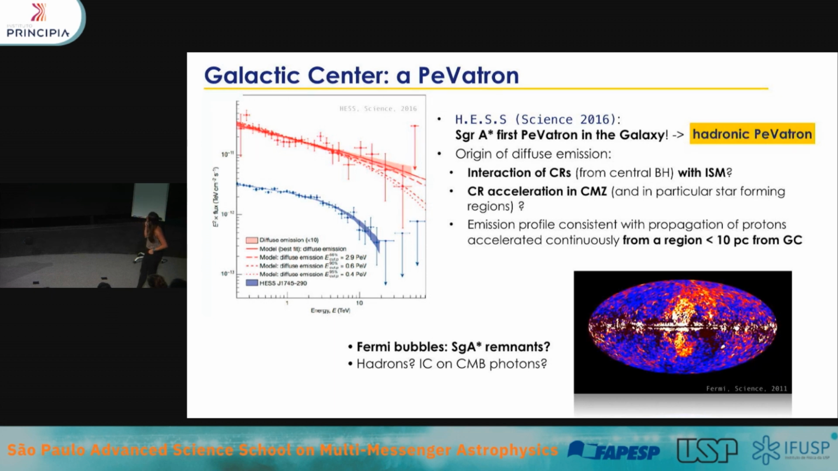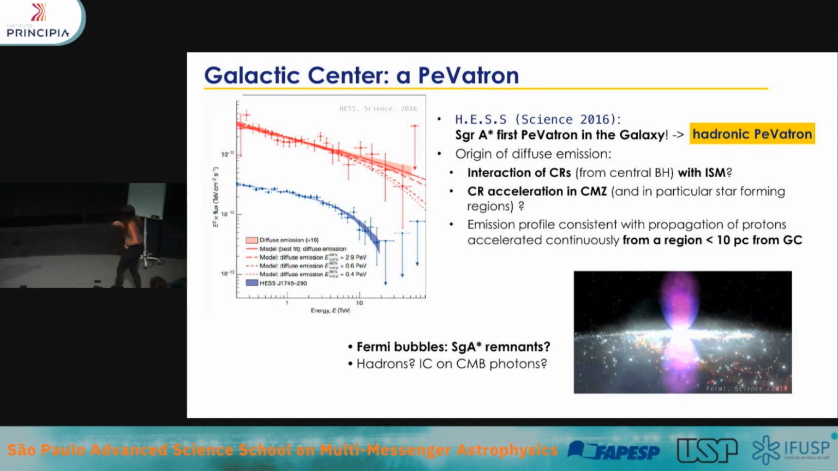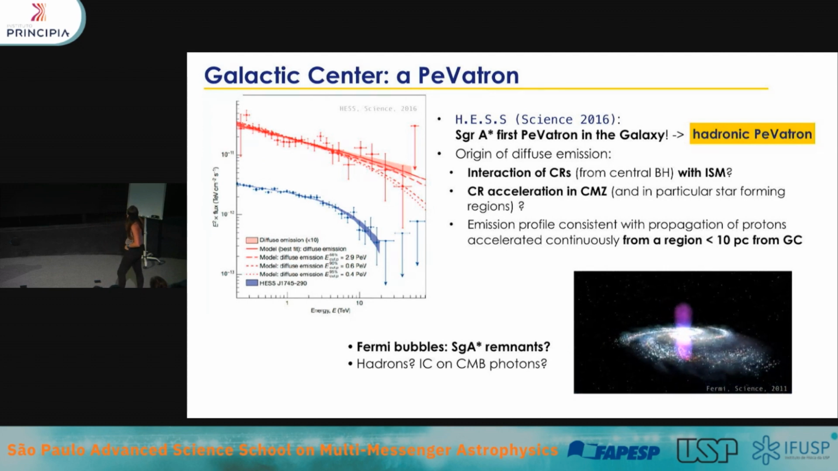But I don't know if there is any new paper related to this. I'll have to check. But for the moment, the only confirmed hadronic pevatron that we know in the galaxy is the galactic center. And then at the galactic center, there are many things ongoing. Sometimes you have a small video of the Fermi bubbles.